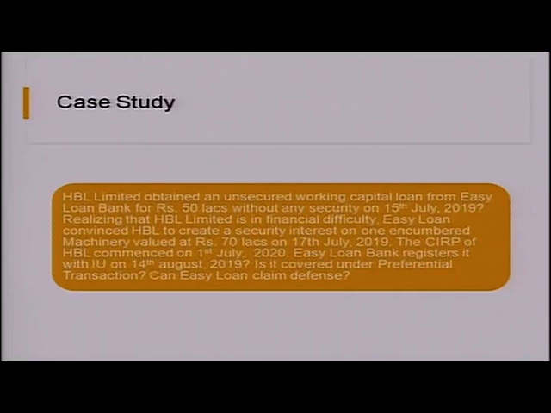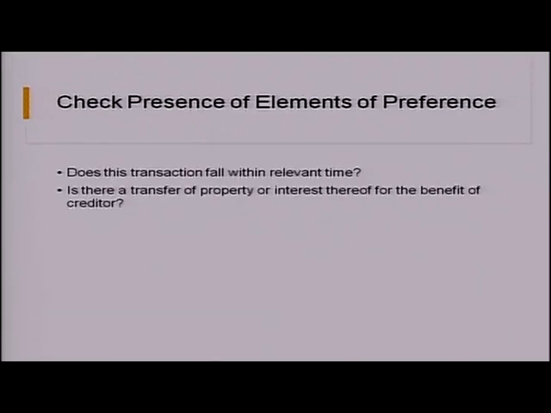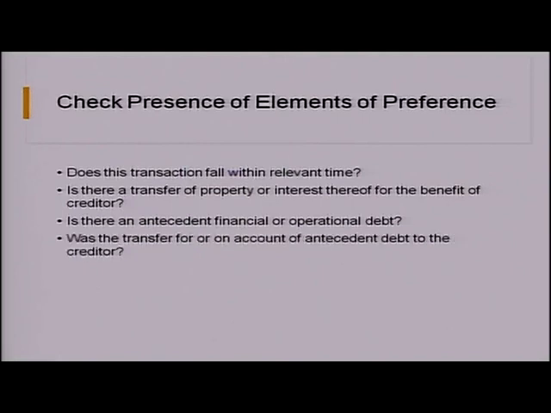Now, whether this transaction is to be considered a preferential transaction or not, there are certain steps which need to be seen. What are the elements which have to be seen? Does this transaction fall within the relevant time? The answer is yes, because it was within 1 year before and it was a non-related party, assuming that. Is there a transfer of property or interest for the benefit of the creditor? The answer is yes. Is there an antecedent financial or operational debt? Of course, there was a loan given for working capital, so security interest was given against that. So there is an antecedent financial or operational debt.